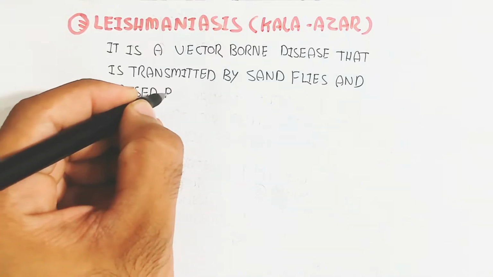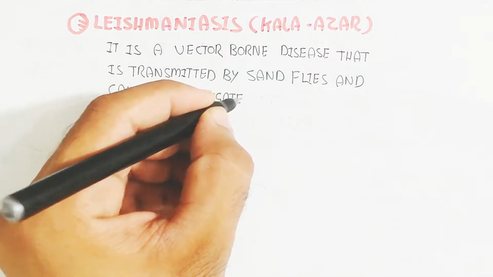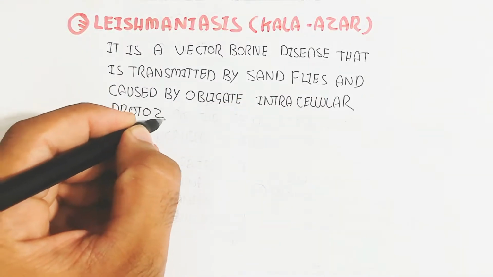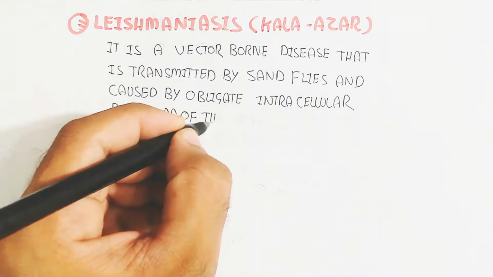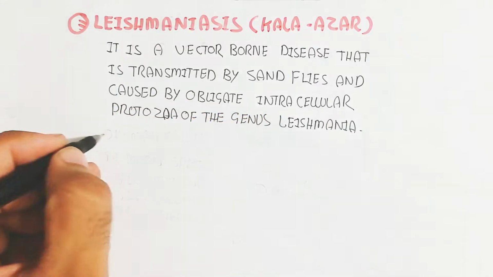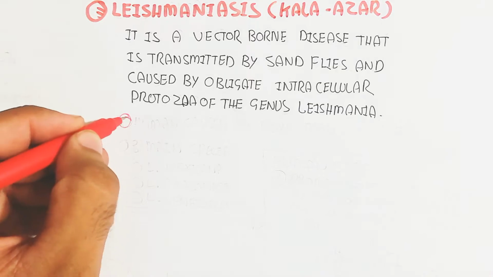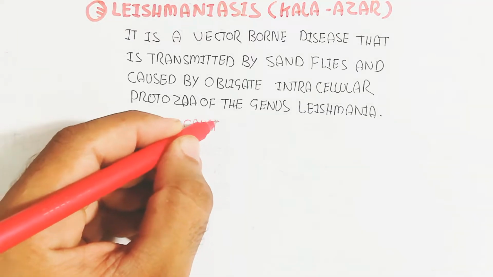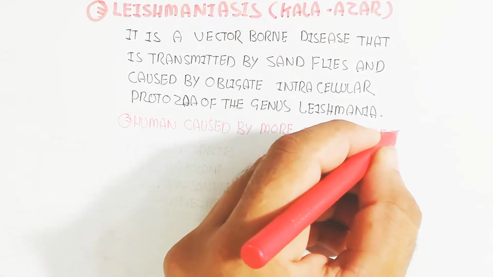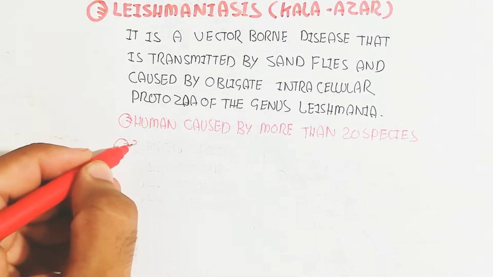genus Leishmania. Humans are infected by more than 20 species, but animals and other mammals are also involved, and three main species involved in the infection are Leishmania mexicana, Leishmania amazonensis, and Leishmania venezuelensis.